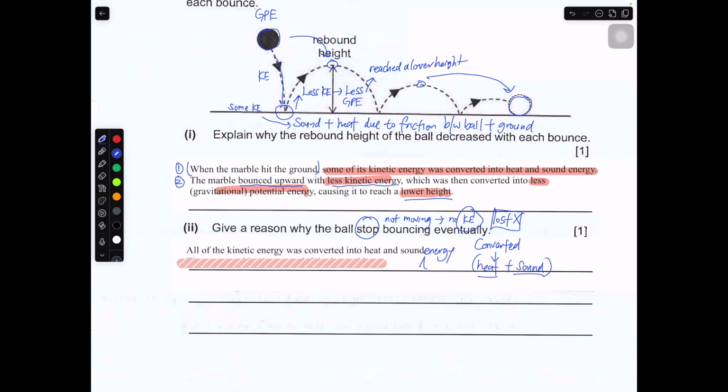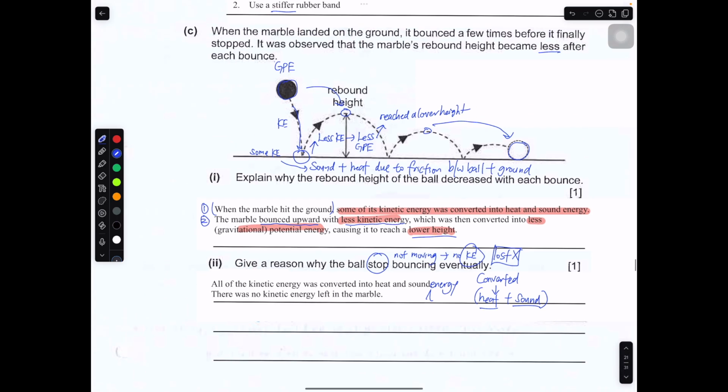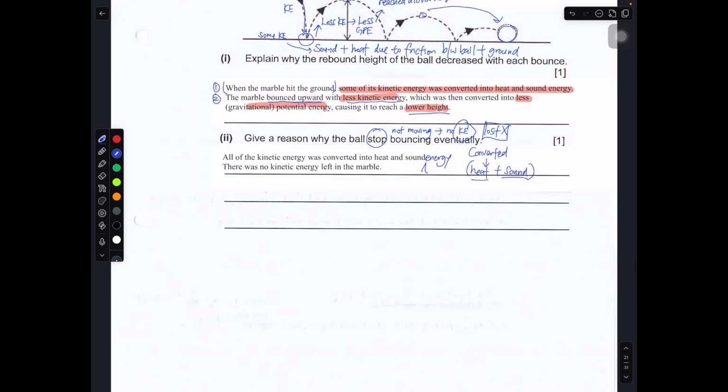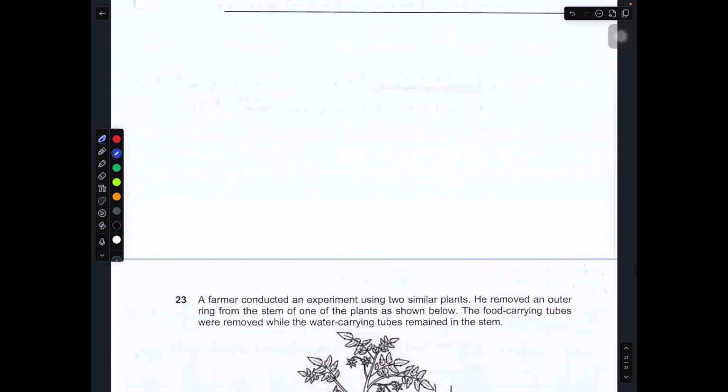Let me just fill in this part. There was no kinetic energy left in the marble. That's why the marble stopped bouncing. This is something that you can try if you have free time: take a marble and drop it from some height. After a while, the marble just stops bouncing because all of that kinetic energy in the marble was converted to heat and sound, and there was no more kinetic energy left. That's why it stopped moving, stopped bouncing, and just remained there. So this part will be the part on energy conversion. Let's move on to the next part.